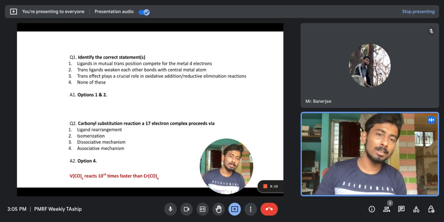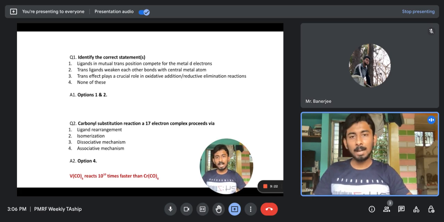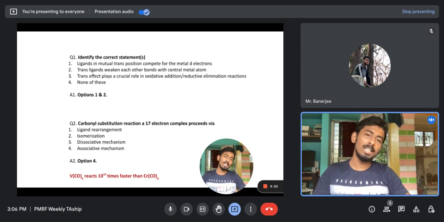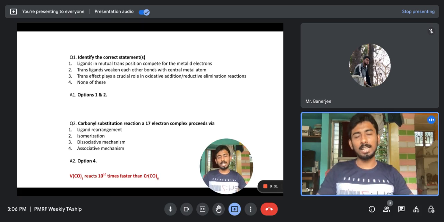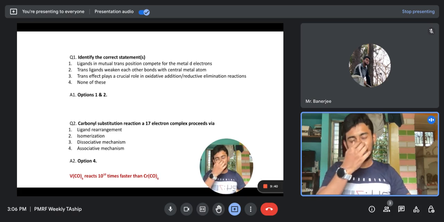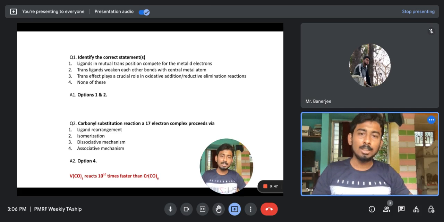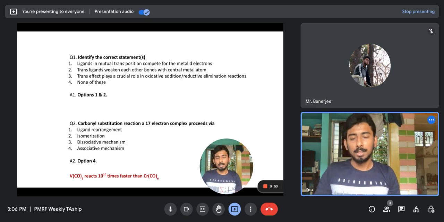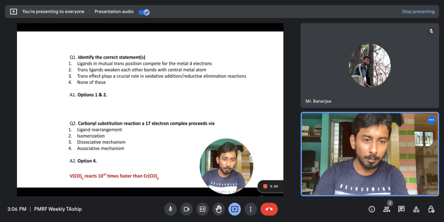We can remember what a 17 electron complex is: V(CO)6, the vanadium hexacarbonyl, is a 17 electron complex. If you count the electrons of V(CO)6, vanadium is a 4s2 3d3 system, so it has 5 electrons, and the 6 CO molecules each deliver 2 electrons. So 6 into 2 plus 5 counts towards 17 electrons. So the 17 electron complex is nothing but this V(CO)6. When it is a 17 electron complex, it will go via the associative mechanism. In this case, the dissociative mechanism can also take place alongside the associative mechanism. Which one is the major one?